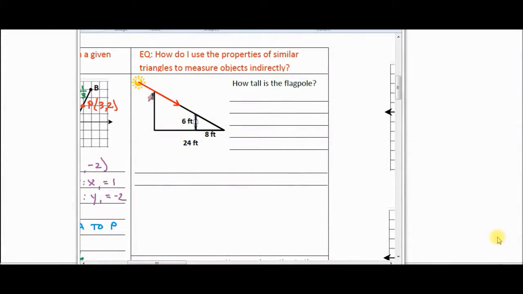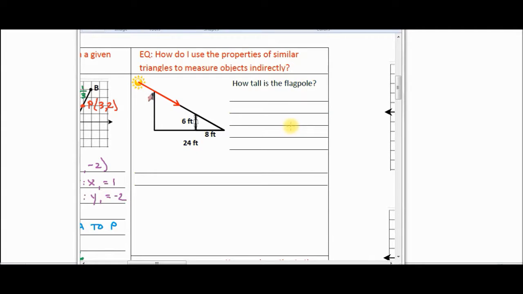This video covers Section 5 of your Unit 7 Similarity flipbook. Section 5, bottom flap, bottom right-hand corner. The title of this video is Indirect Measurement. The essential question, class, is how do I use the properties of similar triangles to measure objects indirectly?